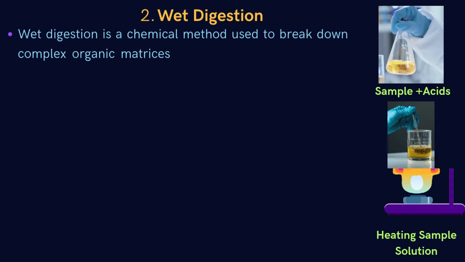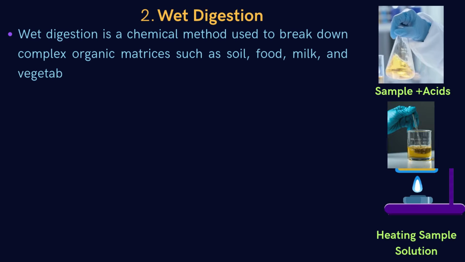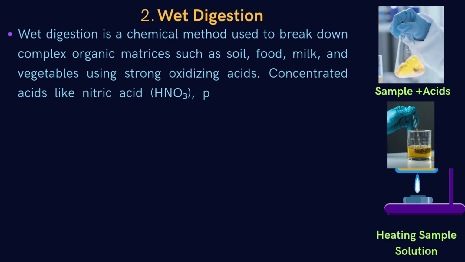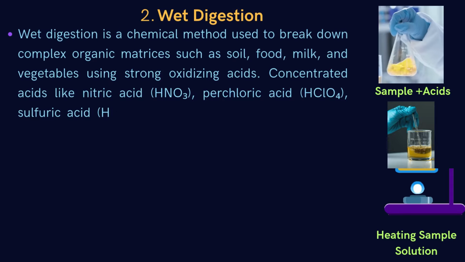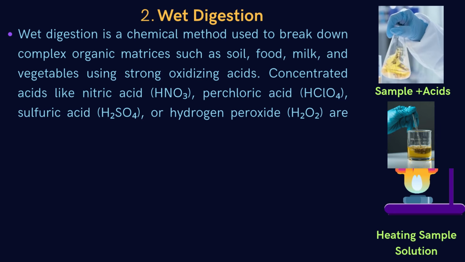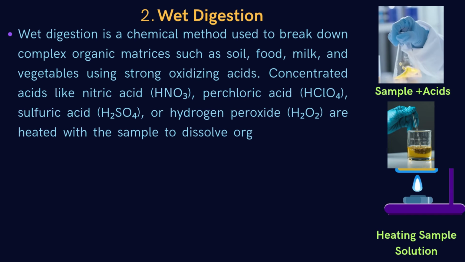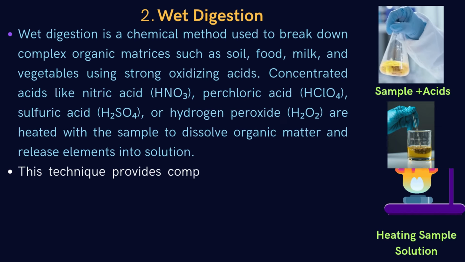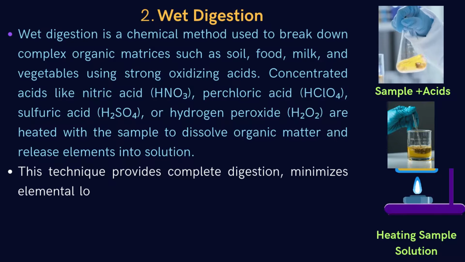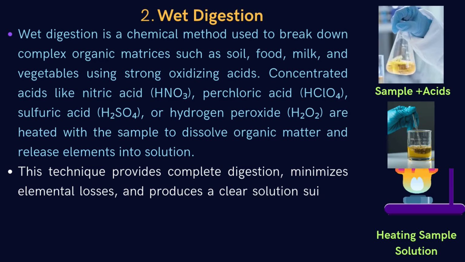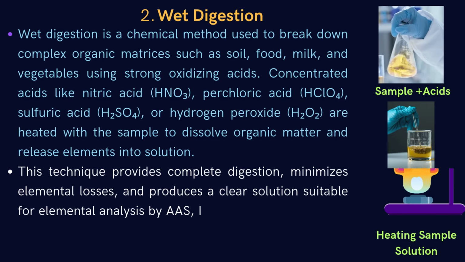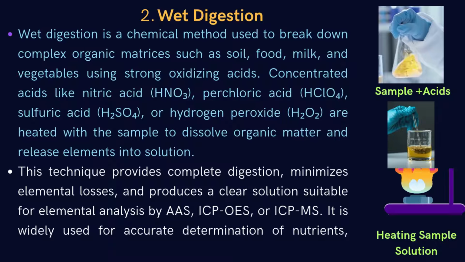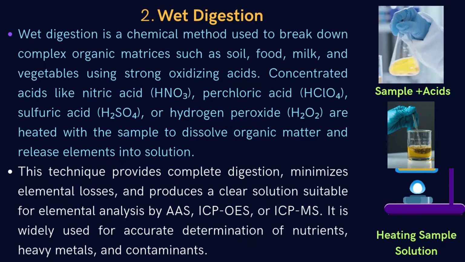Next, here we will learn what is the wet digestion method. This is a chemical method used to break down complex organic matrices such as soil, food, milk, and vegetables using strong oxidizing acids. Concentrated acids like nitric acid, perchloric acid, sulfuric acid, or hydrogen peroxide are heated with the sample to dissolve organic matter and release elements into solution. This technique provides complete digestion, minimizes elemental losses, and produces a clear solution suitable for elemental analysis by AAS, ICP-OES, or ICP-MS. It is widely used for accurate determination of nutrients, heavy metals, and contaminants.